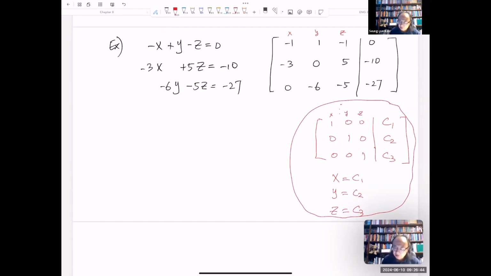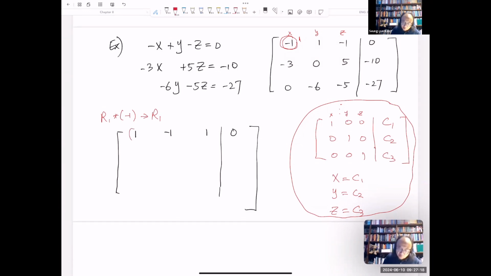By looking at this, we need this entry to be 1, right? So I'm going to multiply the first row by -1. R1 times -1, put it back to R1. Then we have 1, -1, 1, and 0. So now we have 1. That's the first thing we want to do.